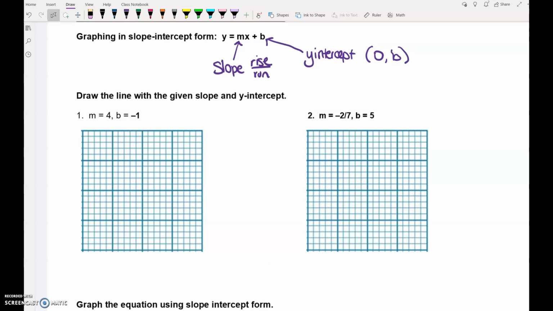So let's start really ridiculously easy. Our b, our y-intercept is -1. That would be the point 0, -1. So find the point 0, -1, or -1 on the y-axis. Make sure that you're starting 1 down from the origin.